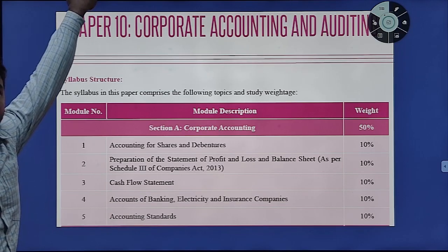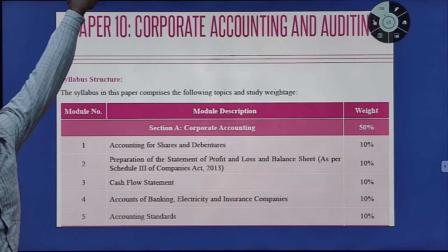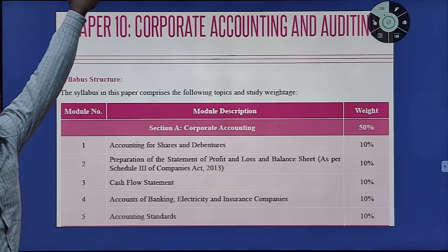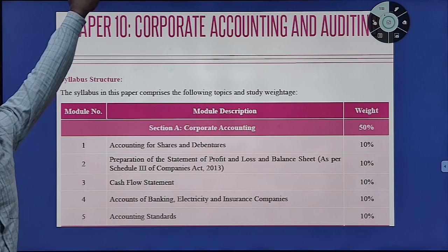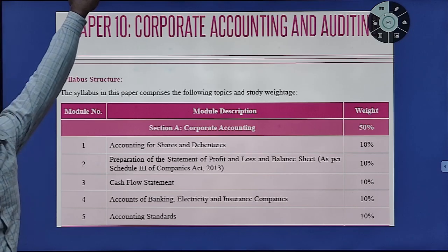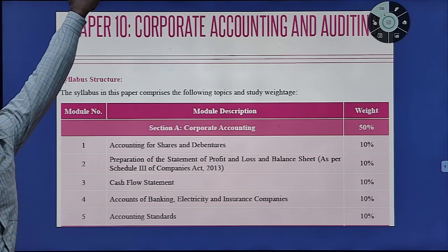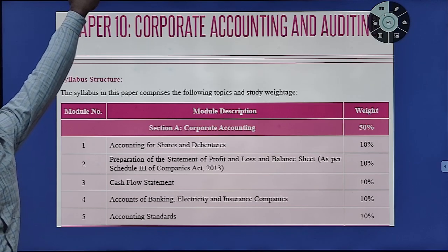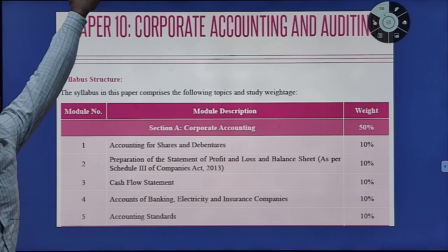So far, if you have referred Group 1, you might have prepared P&L, trading P&L, and balance sheet of a sole proprietor or partnership. Here, in case of a company, you need to prepare as per Schedule 3 of Companies Act 2013, because this is the governing act, or Bible, I would say, for companies.